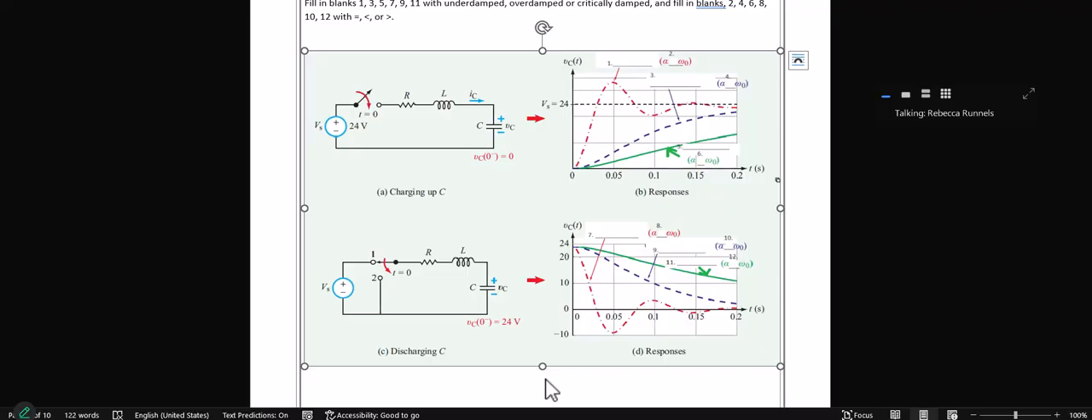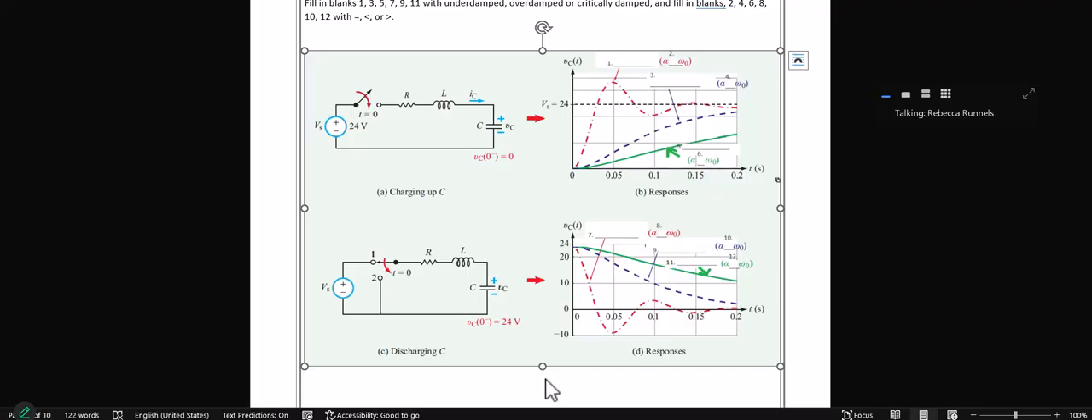Okay, so that is underdamped. You would fill in blank 1 with underdamped, and then I have a less than. For underdamped, alpha is less than omega naught. Omega naught is what's called your resonant frequency, and alpha is going to be less than your resonant frequency.